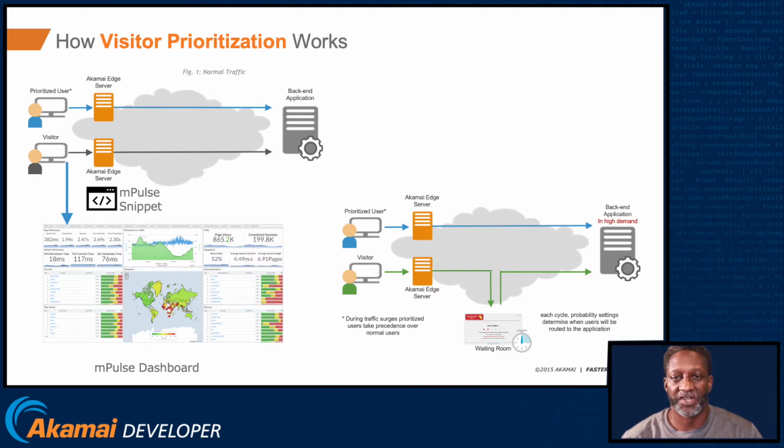As a current Visitor Prioritization customer, you're aware that it acts as a front-end shock absorber when peak traffic increases demand for those transactions that require origin processing, like shopping cart checkouts, donation pages, application subscriptions, registrations, and so forth.